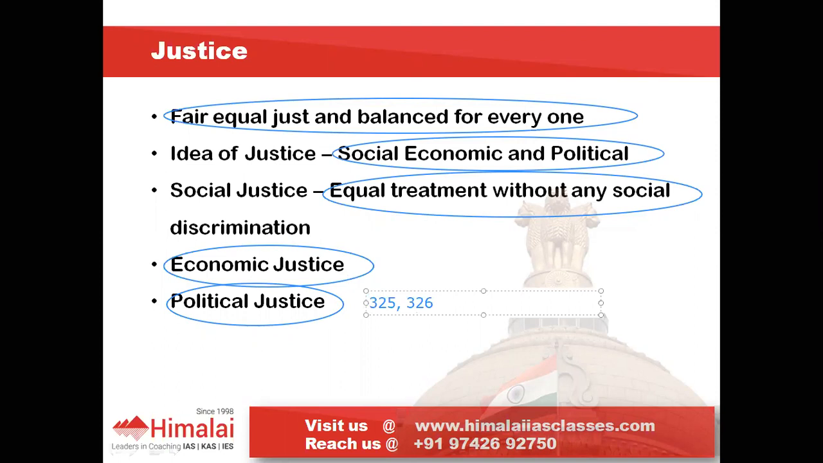Article 325 says that no one or no law can stop you from contesting an election or contesting for any public office on the basis of caste, class, race, gender, or place of birth. And Article 326 says that irrespective of caste, class, place of birth, or gender, every person above 21 years of age earlier, and after the 61st Amendment 18 years of age now, has the right to vote in the election. This is also known as universal adult franchise, which ensures political justice in India.